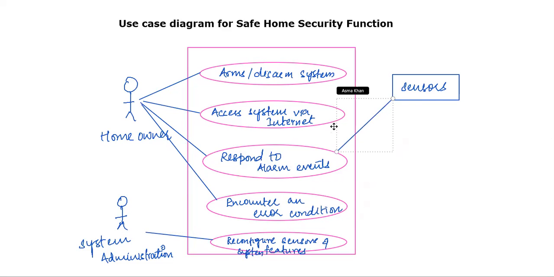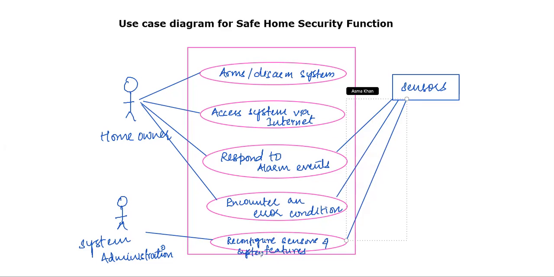Now as the homeowner is responding to the alarm event, the sensor is also going to respond to the alarm event. That is, if suppose there is a fire within your home, this fire is going to be identified by smoke sensors, and then water sensors can be activated. Then encounter an error condition, that is, if suppose a sensor is unable to sense a particular event. Sorry, I'll just write another. It encounters an error condition that is also detected by the sensor. Then when the system administrator is reconfiguring all the sensors and the system features, he needs to access the sensor. That is, the sensor needs to be connected again to the safe home security system.